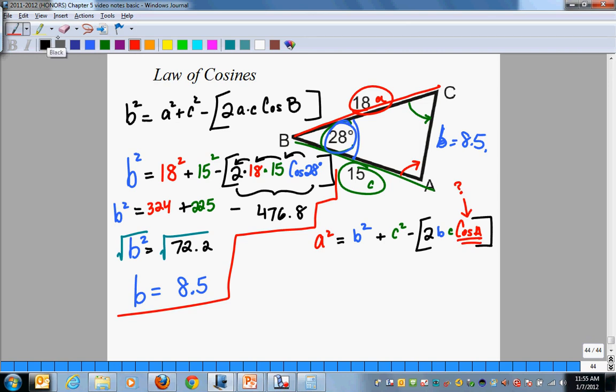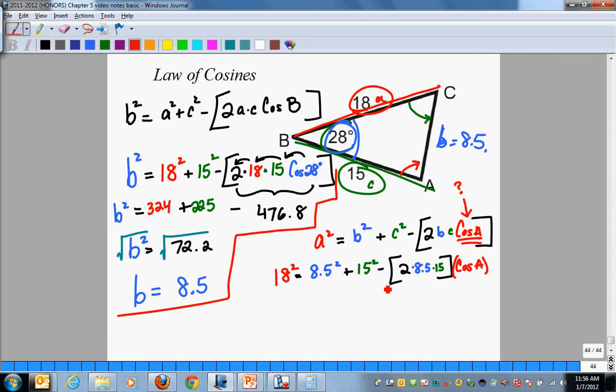Let's plug in our numbers. We have here 18 is A, so we have 18 squared on this side, equals, we have our B now, so it's 8.5 squared, plus our C, which is 15, minus 2 times B, which is 8.5, times C, which is 15, times the cosine of A, which I'm going to leave as a separate entity, and I'd like you to put parentheses around that, please.